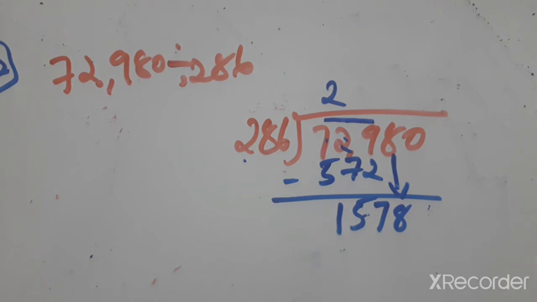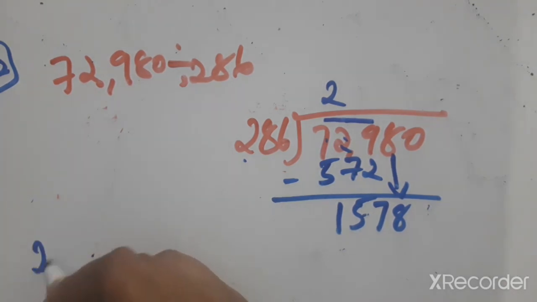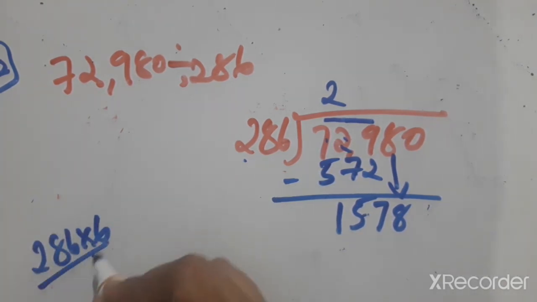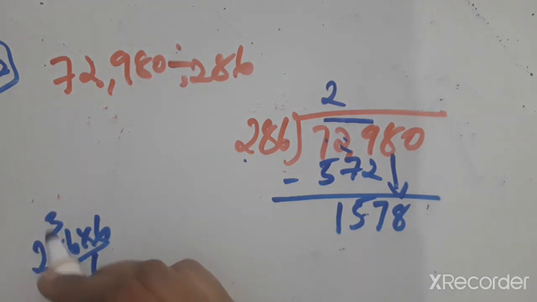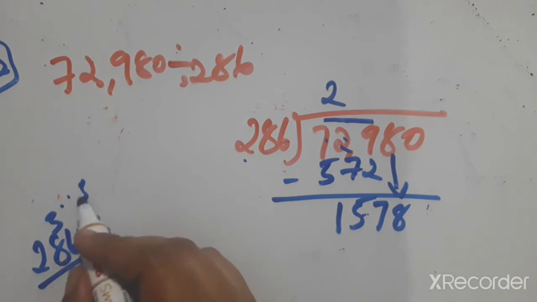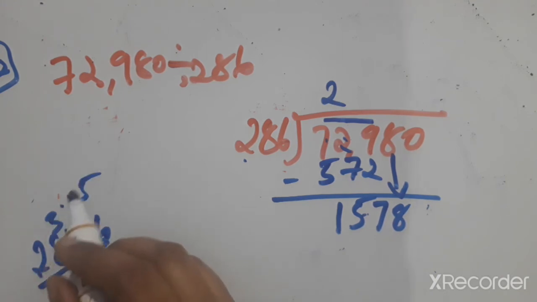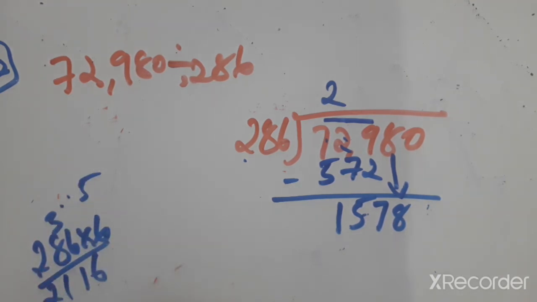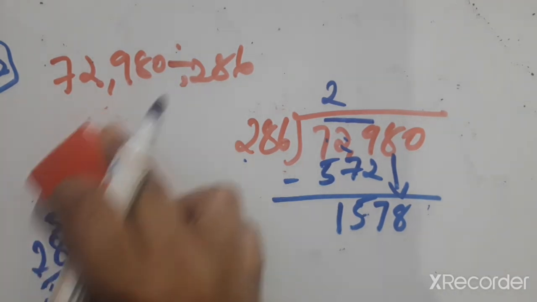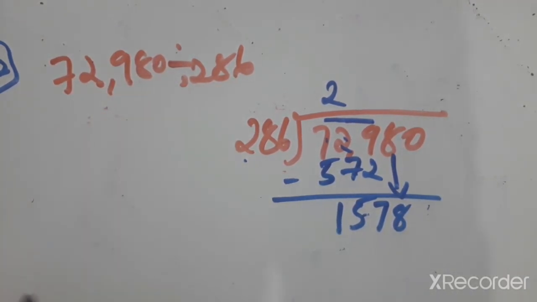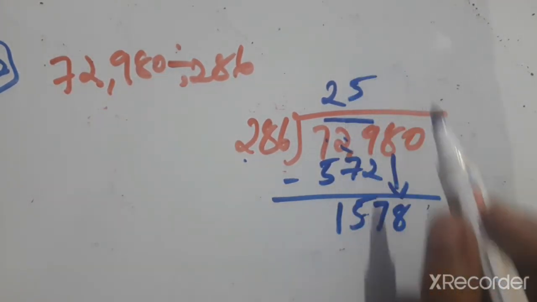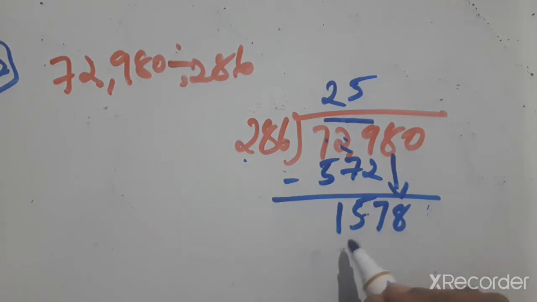Now 1,578. Now we have to check 286 times 6 is how much? 6 sixes are 36. 40, 48, 48, 49, 50, 51. 5 carry. 6 twos are 12. 12 plus 5 is 17. This is greater, 2,116 is greater than 1,578. So which is nearer? Maybe 286 times 5. 286 times 5 is 1,430. That is the nearer one.